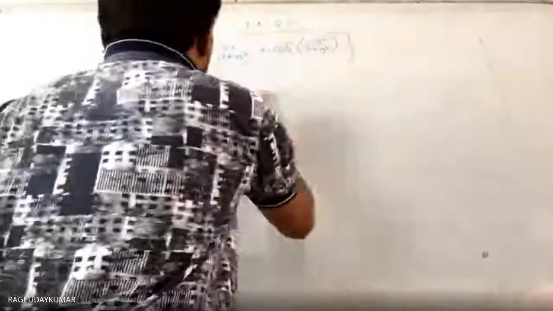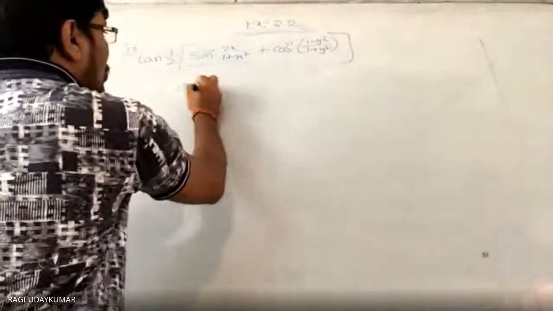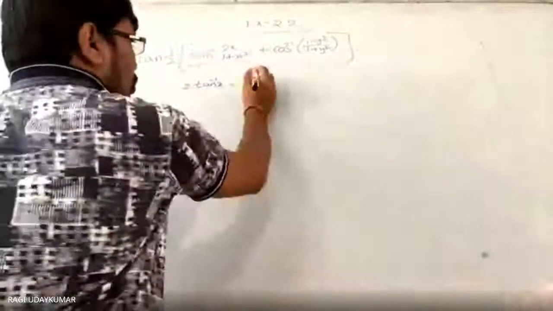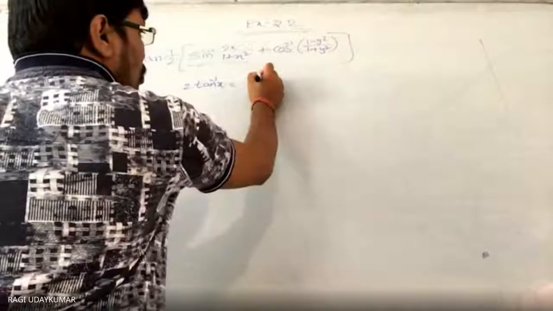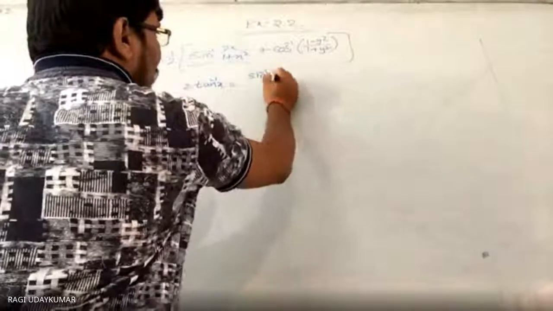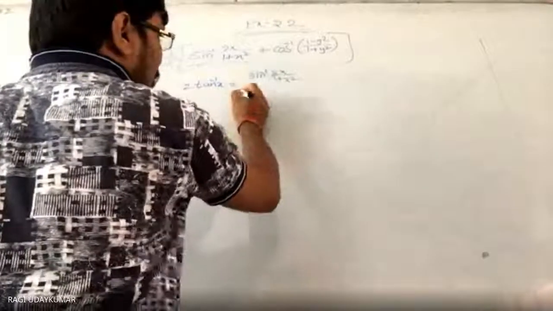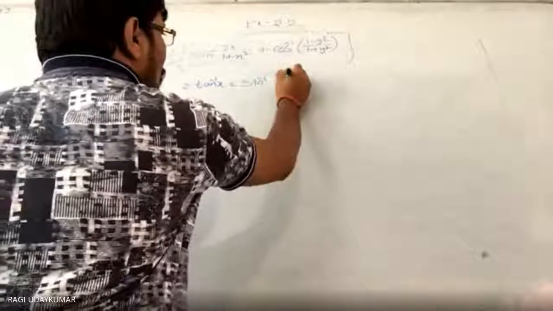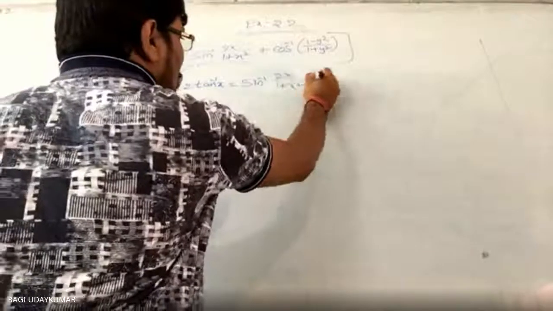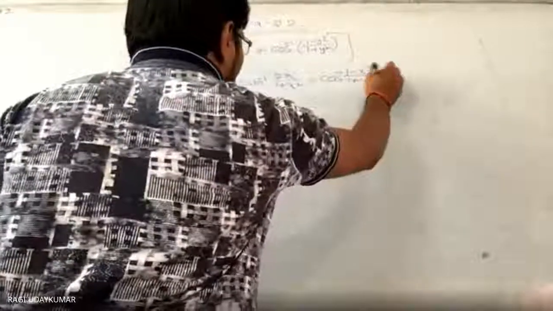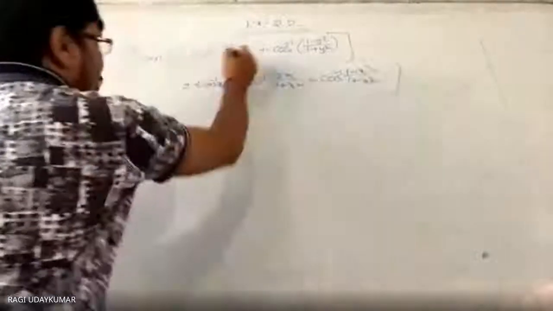Here you have an identity that 2 tan inverse x is equal to sin inverse of 2x by 1 plus x square, and cos inverse of 1 minus x square by 1 plus x square. This is the main formula we are using here.